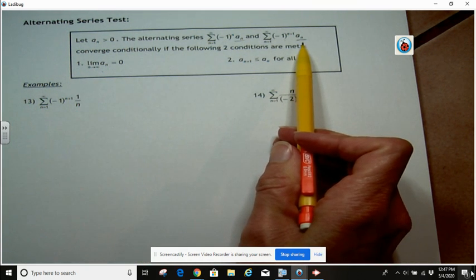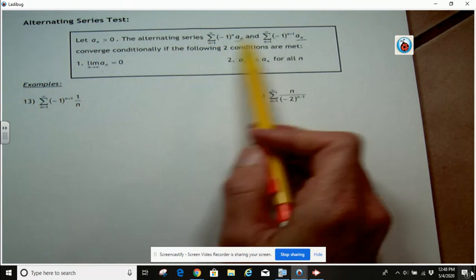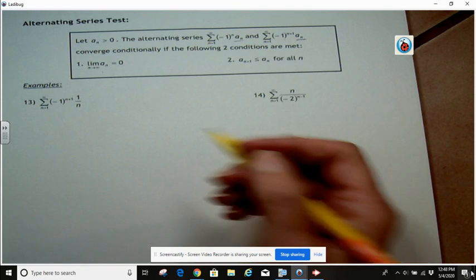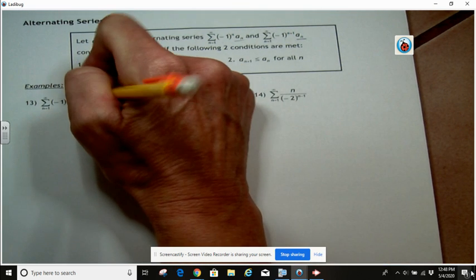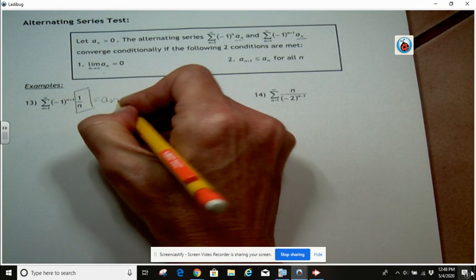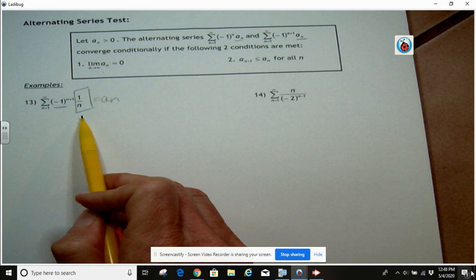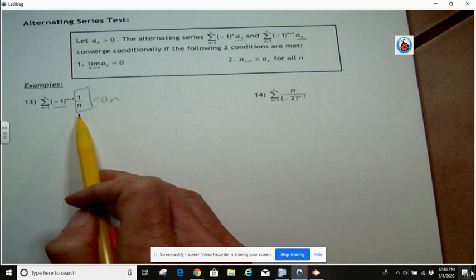That's important that you're throwing out this part that made it alternating when we actually go through the conditions. So we're just using this part. This is our a sub n right here, okay? So it's this part that makes it alternating, and then the rest of it is what makes our test work.